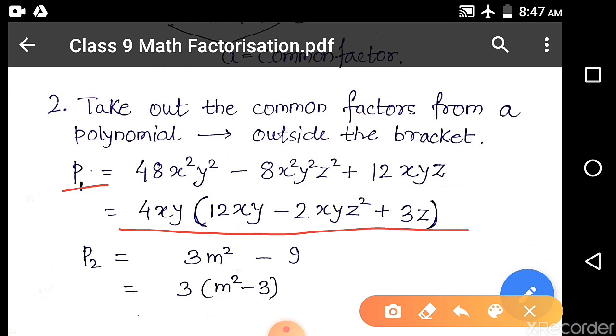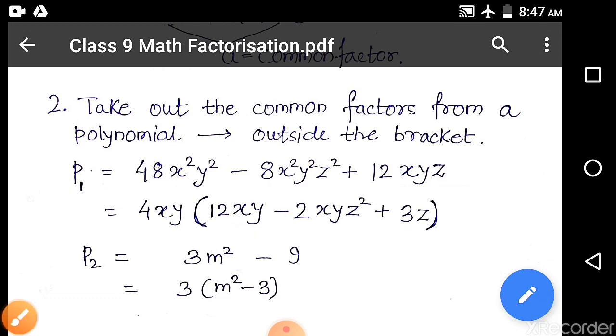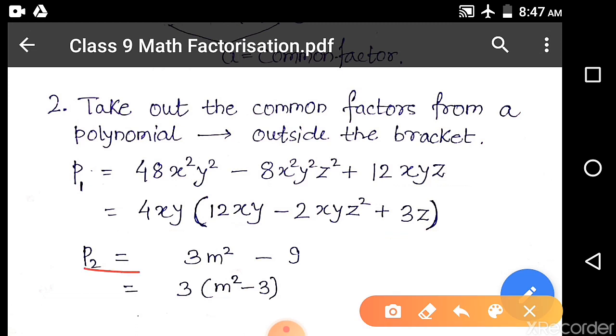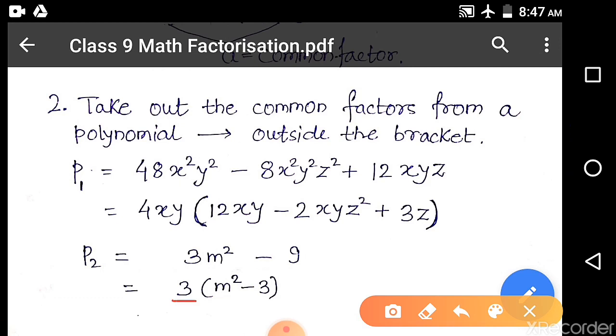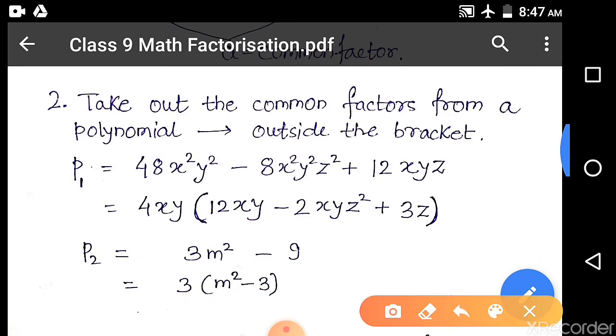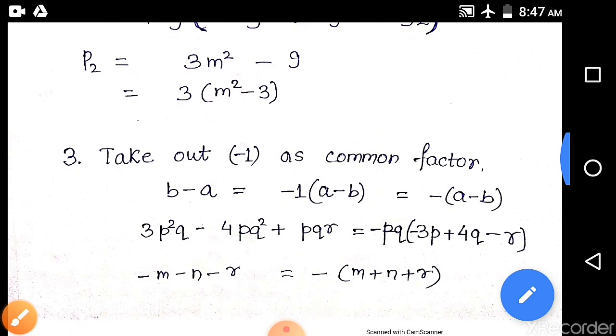Now we have one more polynomial as an example. Here it is p2, 3m square minus 9. You all know from those two terms 3 is taken out as a common factor, because here 3 is a factor and in 9 also 3 is a factor. So when 3 is taken out common, m square is left and minus 3 is left inside the bracket. So this is the complete factorization of this polynomial p2. So the second step is over. This is the factorization.